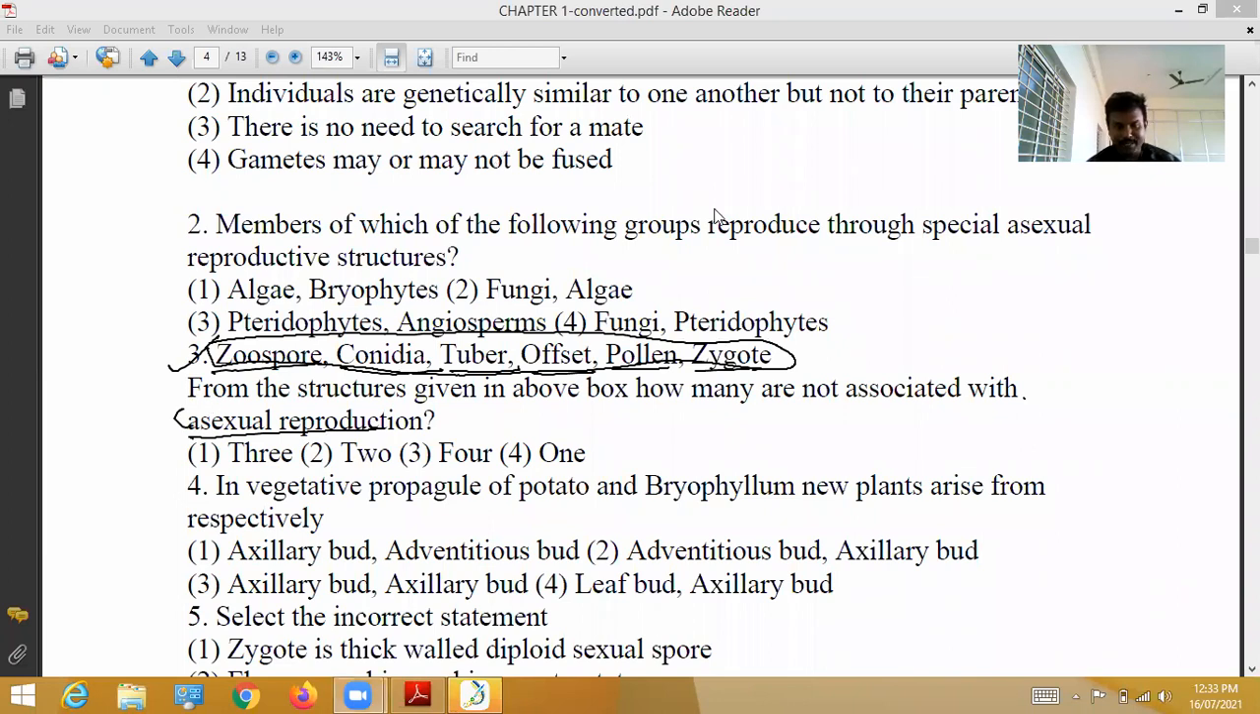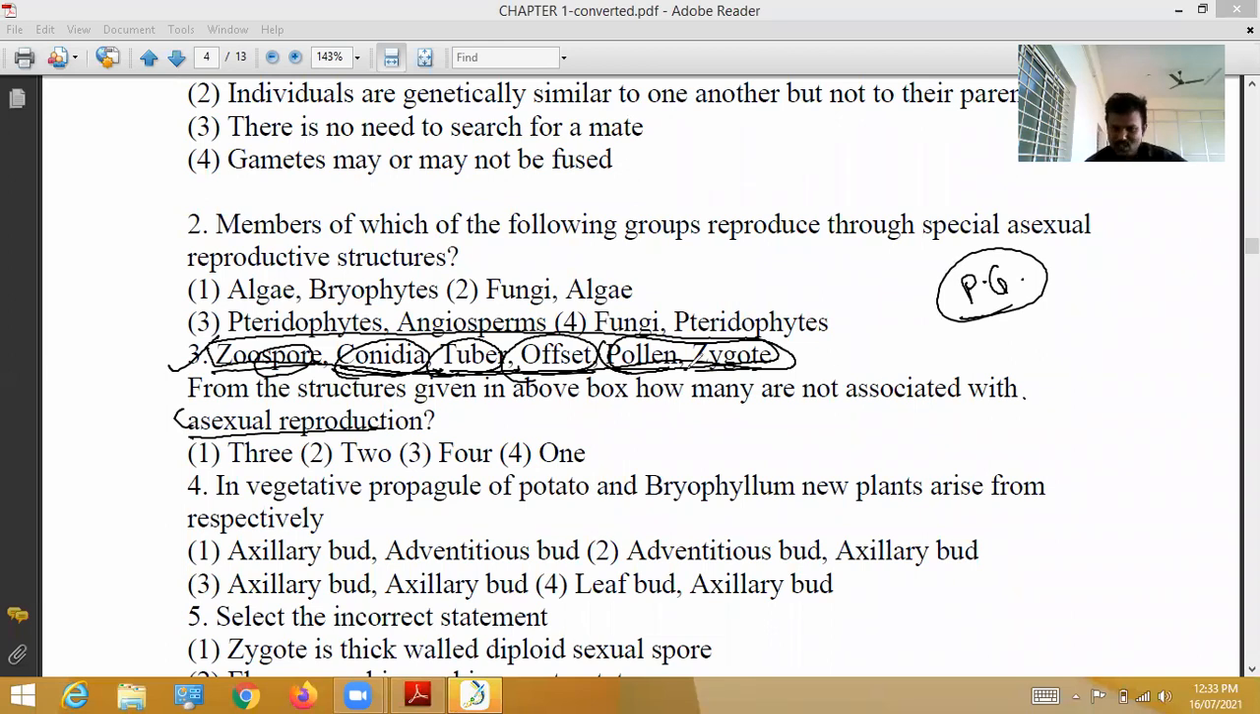Pollen and zygote. Yes, very good. See, zoospore is related to asexual reproductive structures. Conidia is related to asexual reproductive structures. Tuber, vegetative reproduction, is nothing but asexual. Offset, asexual. Pollen and zygote are not asexual. Pollen grains are formed during gametogenesis.